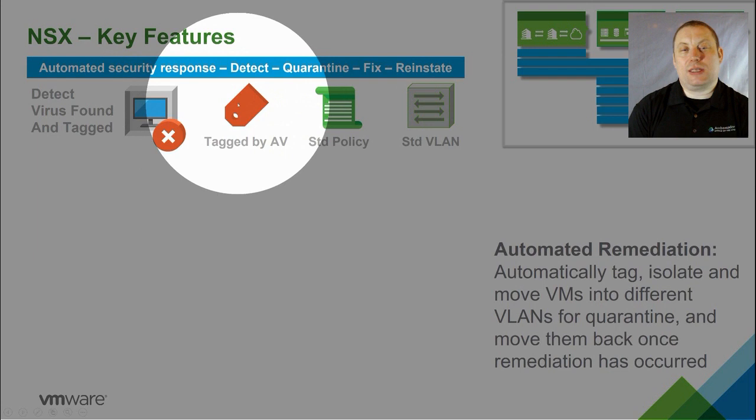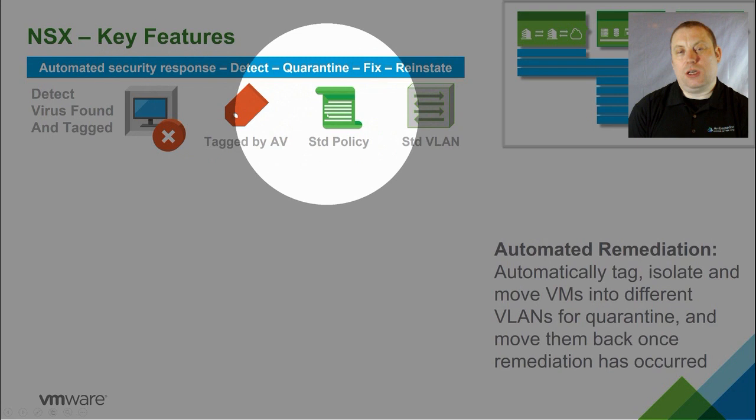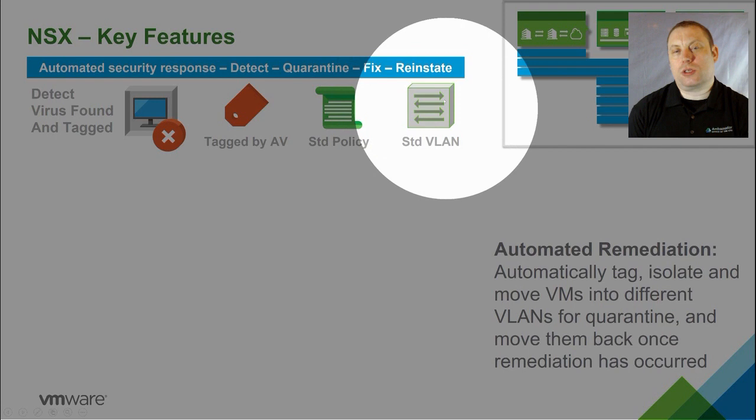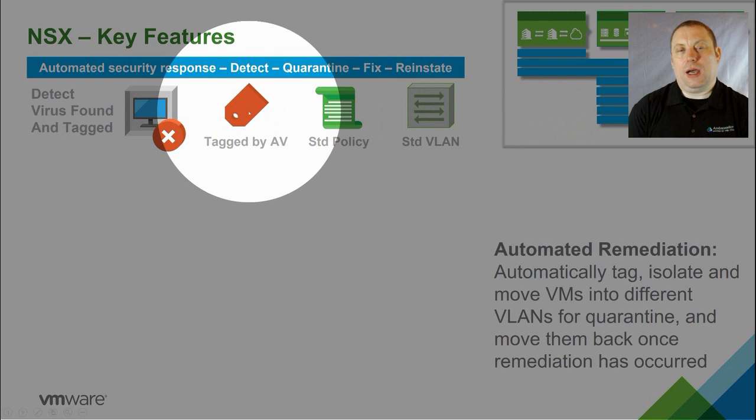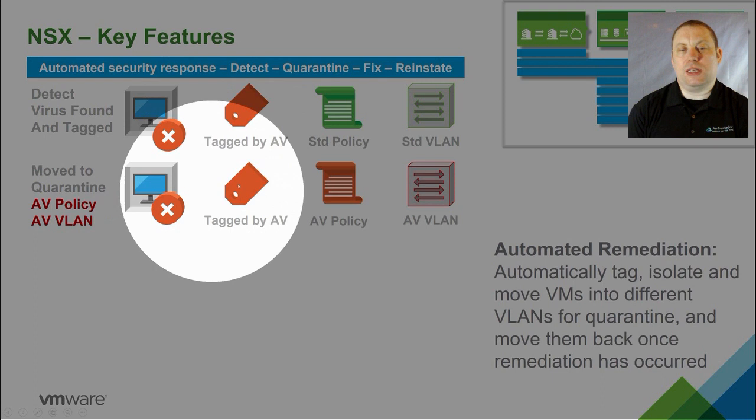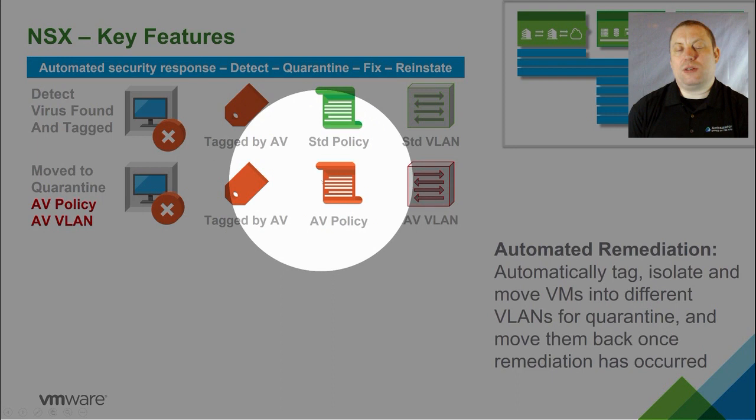Now this machine is currently using a standard security policy, and to all intents and purposes, it's on a standard VLAN. It can talk to all the machines it can normally talk to. So we've got a virus on it, and the antivirus product has just tagged it. The next thing that happens is NSX notices that tag that's attached to that machine, and it decides, because it's got a virus, we better apply a more restrictive security policy. So what we need to do now is restrict the machines that it can talk to, and we're probably going to restrict it to only being able to talk to the antivirus server or the quarantine server.